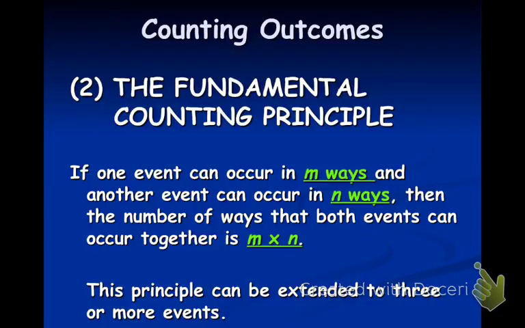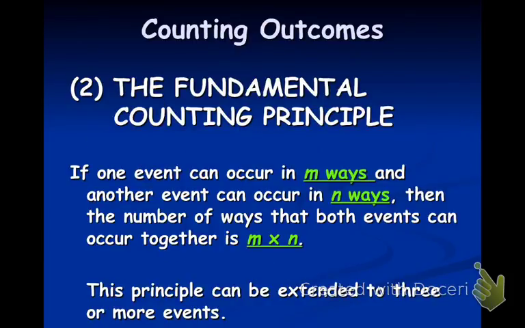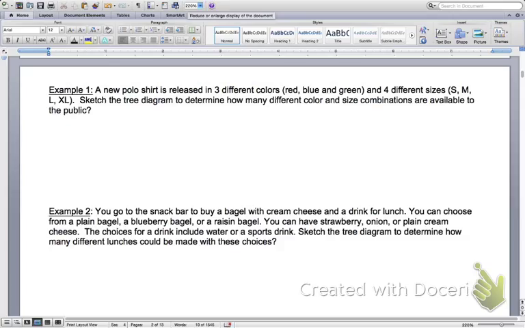And you can always extend this to another event. Let's say there's a third option that's in K ways, and then there's another one that's in W ways, and so on. All right, so we're going to go ahead and do some tree diagrams. Let's see. All right, let's look at what we have.